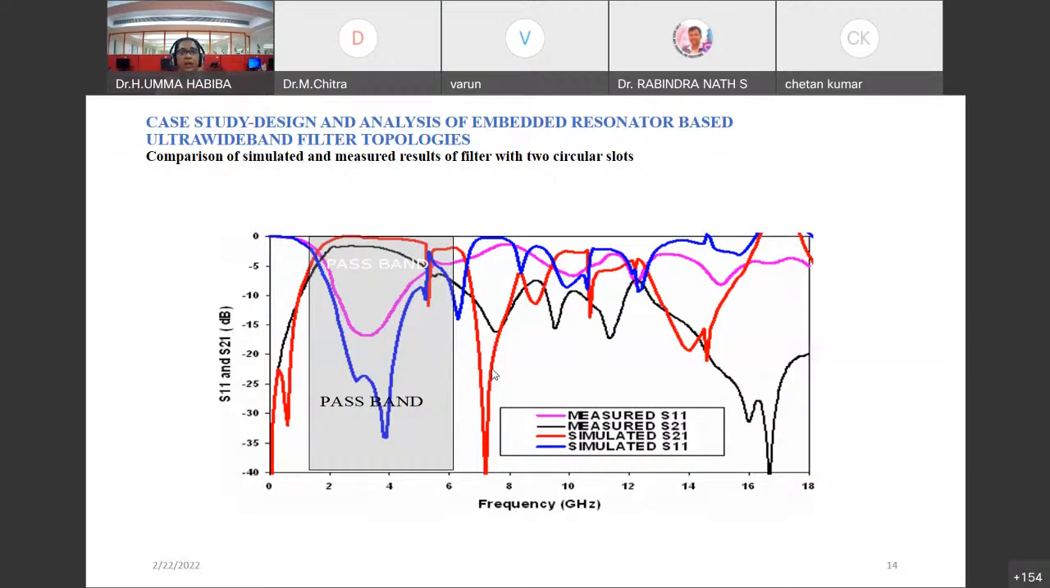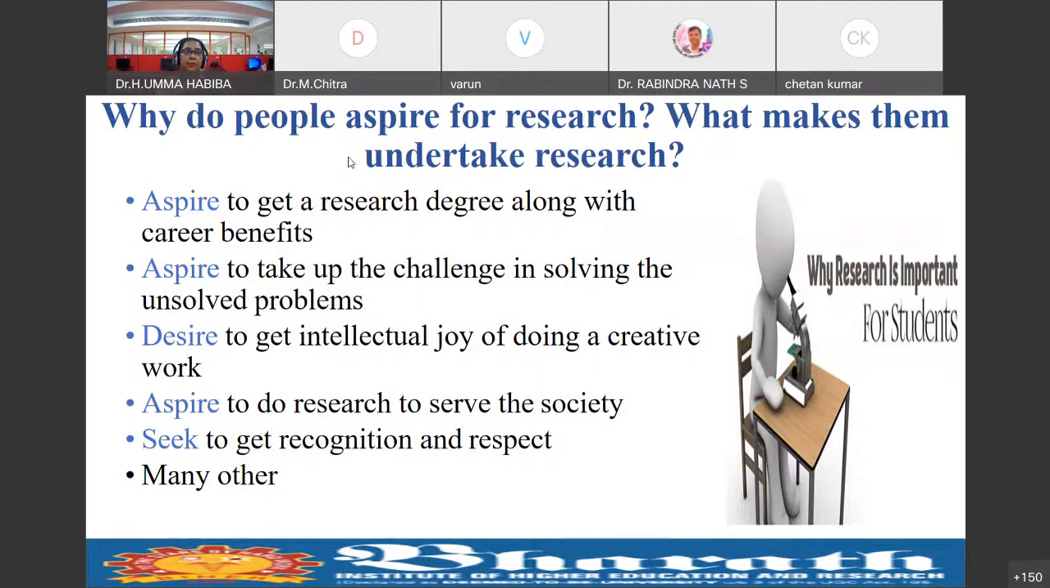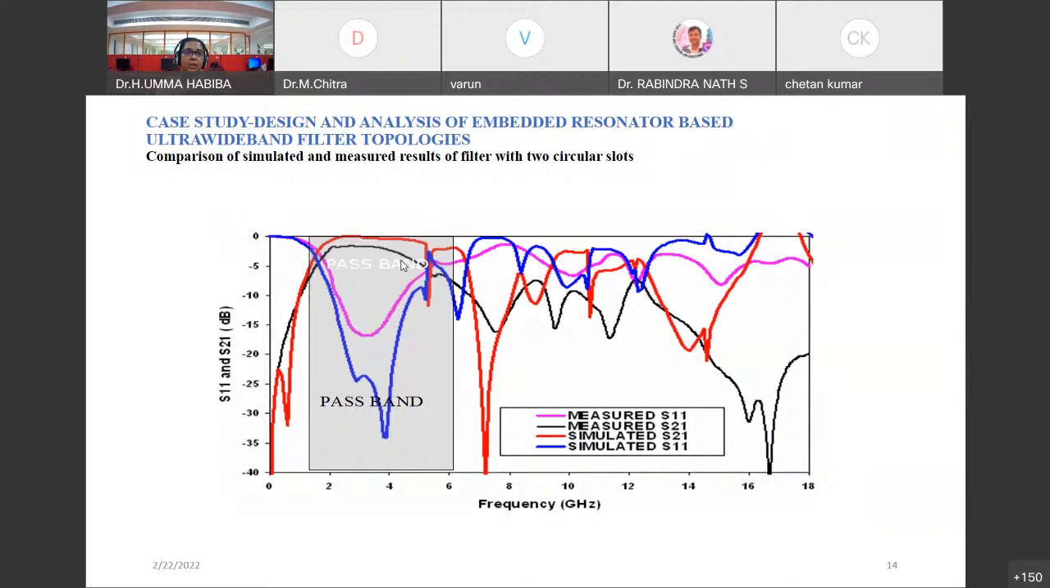Because if you come to high frequency design, each and every point we need to consider carefully, because even in soldering, if you add some extra lead, it will create some noise and it will give some harmonics to the output. So these are the experiences we faced when we are doing literature survey, when we are analyzing literature survey papers, by doing some simulations and comparing some results.